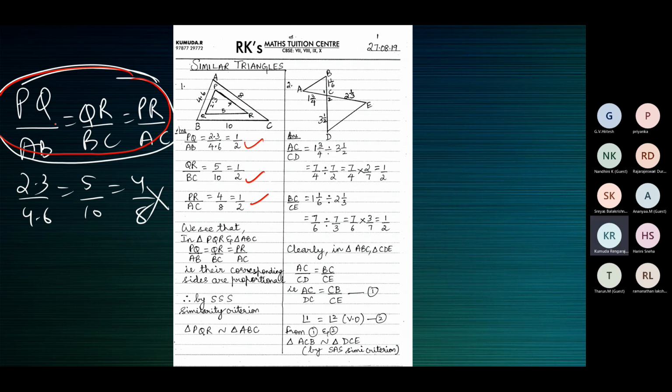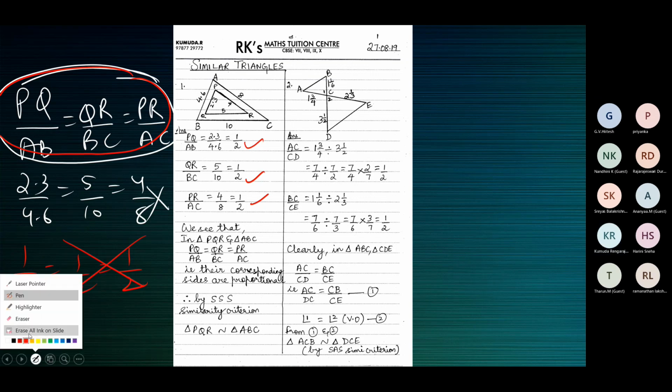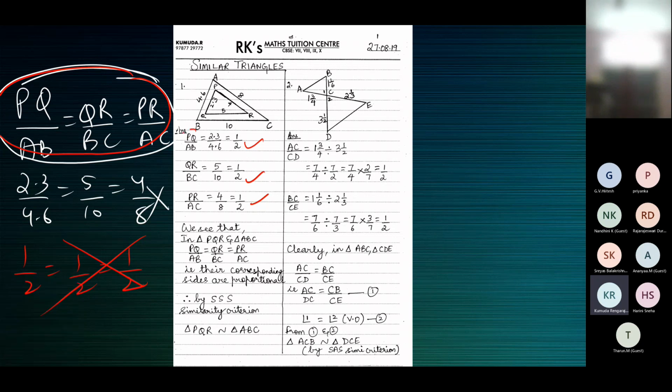So you should not write like this. PQ by AB is equal to, no. Then writing 1 by 2 is equal to 1 by 2 is equal to 1 by 2, no, this is not the correct presentation. You have to find the ratios separately. You're finding PQ by AB, then QR by BC, then PR by AC. And then only, after finishing everything, you realize that all of them are equal to 1 by 2. So only after this, you realize that all these three ratios are equal.